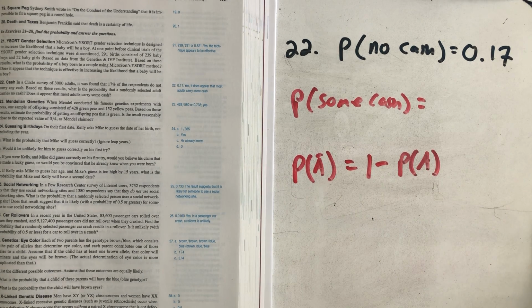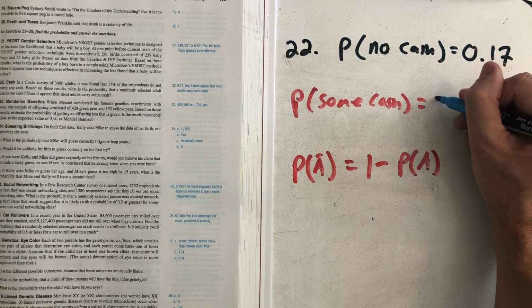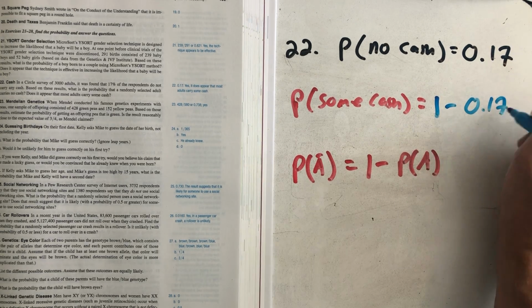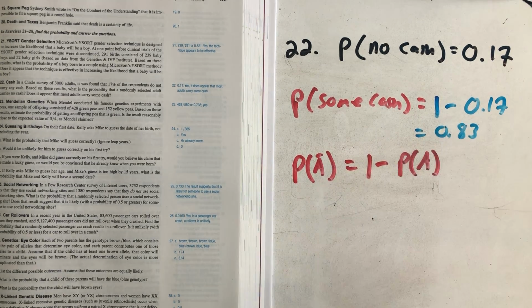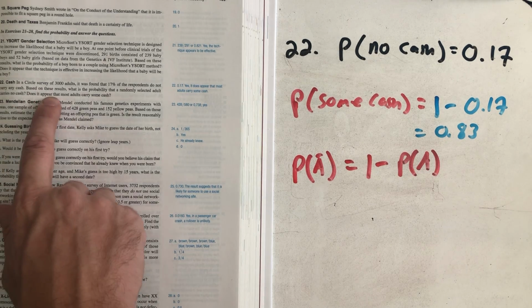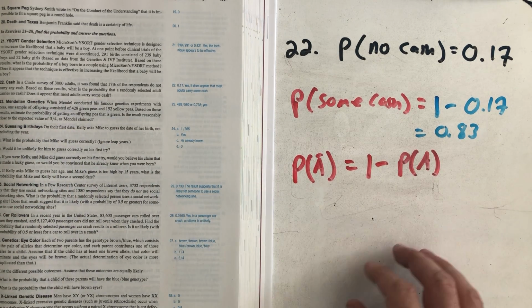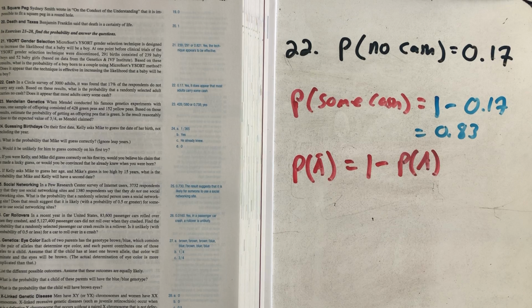So here, the probability of some cash, well, that's going to be 1 minus that 0.17, or 0.83. The probability that an adult carries some cash is 0.83. Casually, or colloquially, we could say 83% of adults carry some cash, which means I'm actually in the smaller group. I don't usually carry any cash, so I guess I'm one of the 17% of adults that doesn't carry cash. 0.83 do. Question here in the book, does it appear that most adults carry cash? Yes, it does. 83% of adults carry cash.